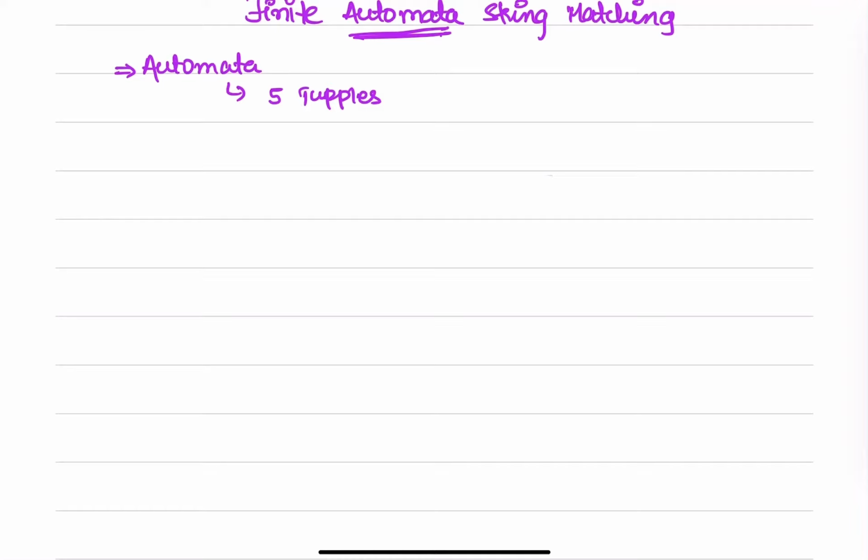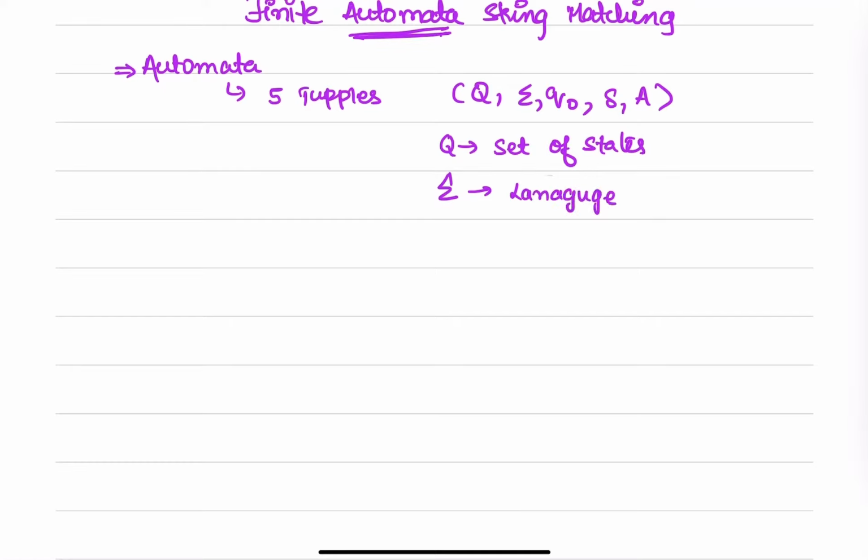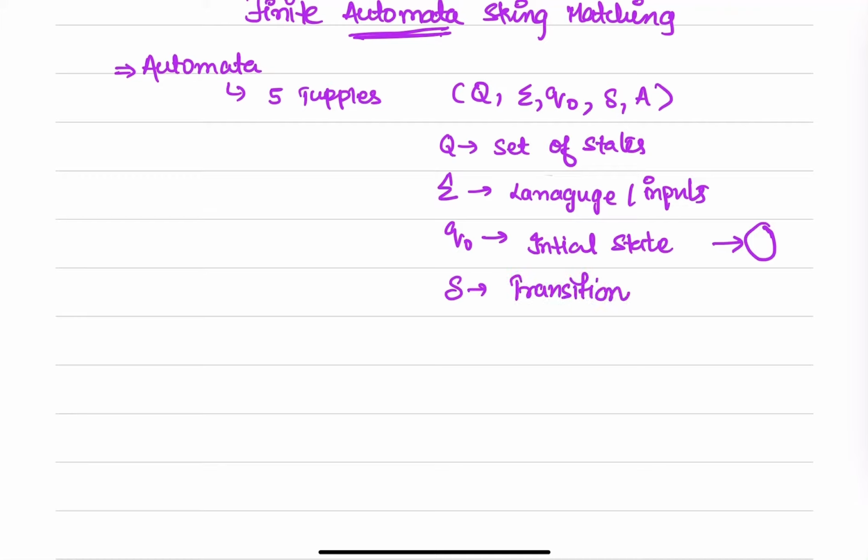So for a finite automata, we have five tuples that are denoted by Q, sigma, Q naught, delta and A, where Q is nothing but the set of states. This sigma is nothing but your language, or you can say your inputs. Q naught is nothing but the initial state from where you are starting, and it is always represented by an arrow pointing towards a circle. And then you have a delta that is called the transition function, which is very important. In different kinds of automata, like DFA, deterministic finite automata, NFA, non-deterministic finite automata, or epsilon NFA, this delta definition changes basically.